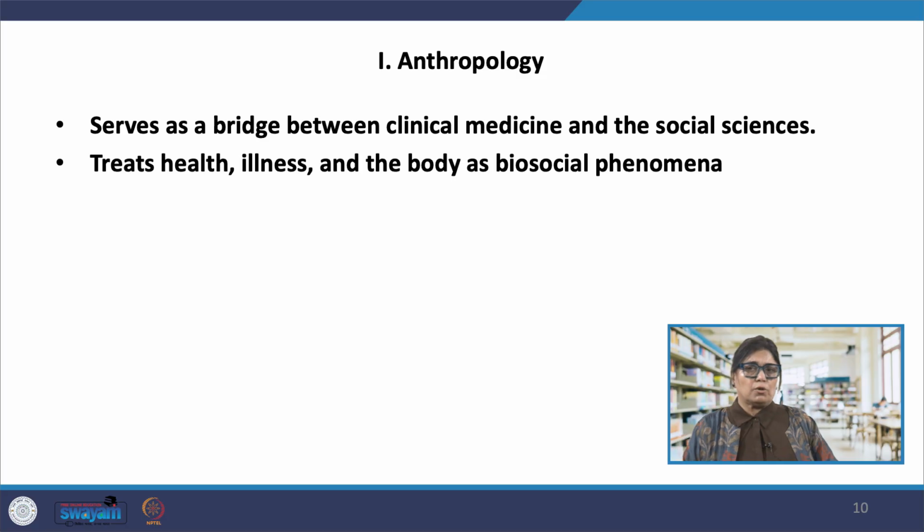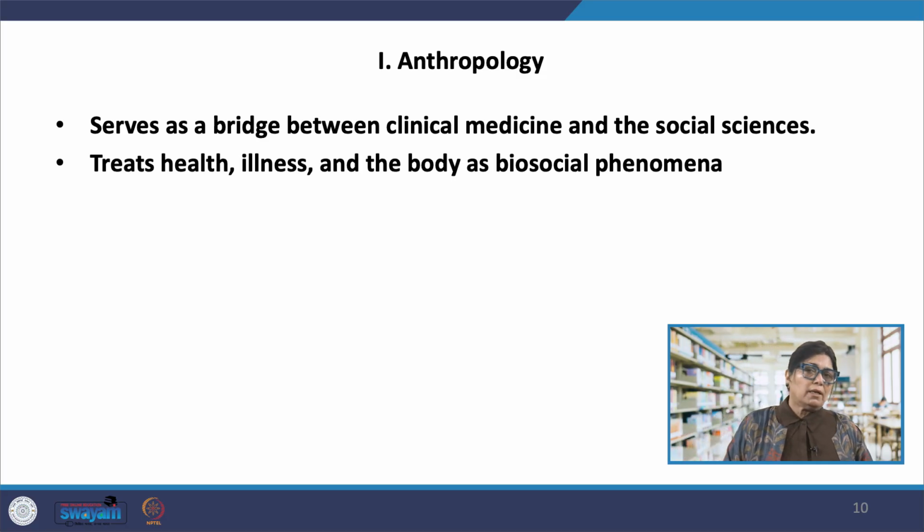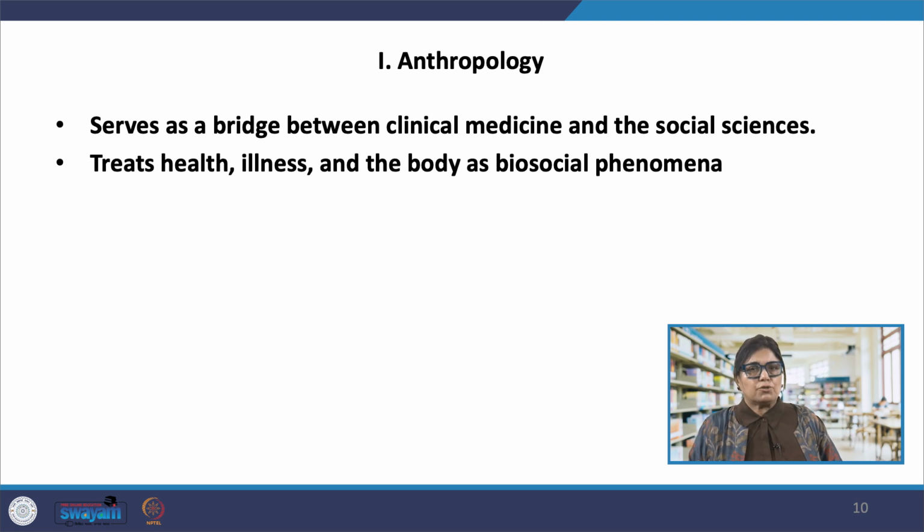So why anthropology? Well, considering the first intersection in the context of medical humanities, anthropology, specifically medical anthropology, serves as a bridge between clinical medicine and the social sciences. It treats health, illness, and the body as biosocial phenomena, meaning they are shaped not just by biology but by culture, history, and political economic forces.